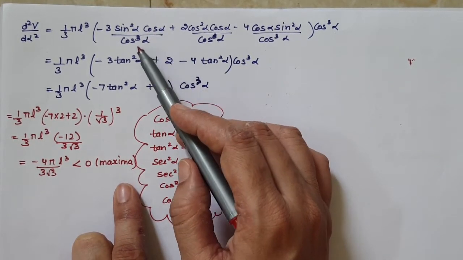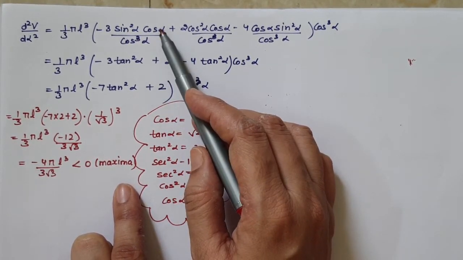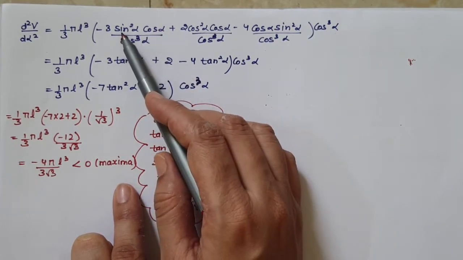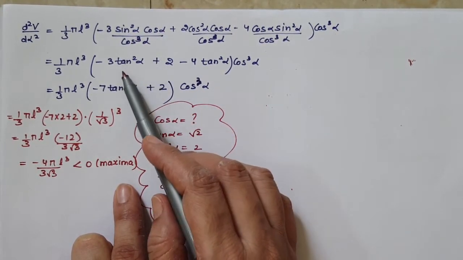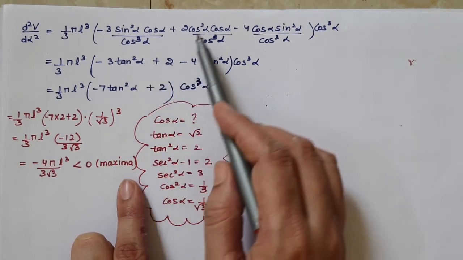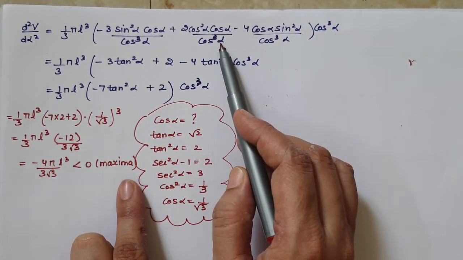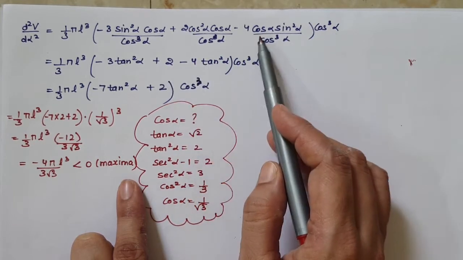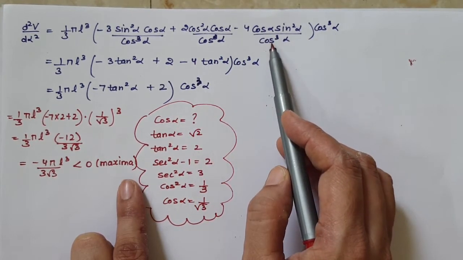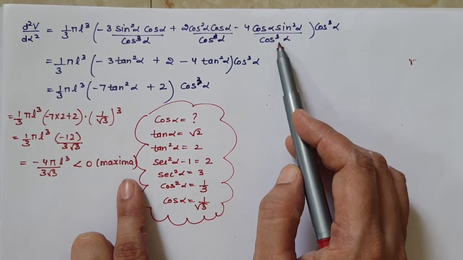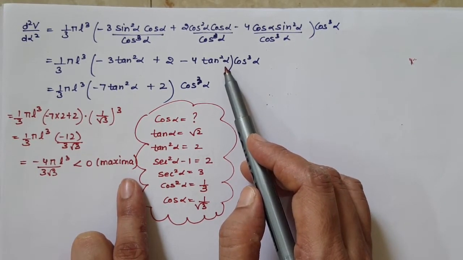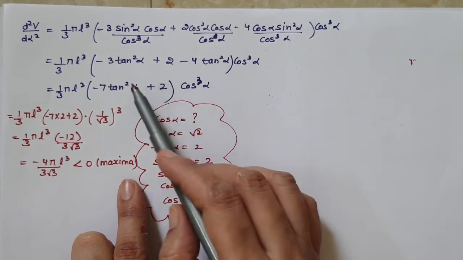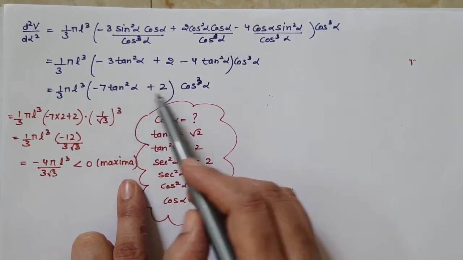How is it going to help me? Now you can see in the first term, one cos alpha will get cancelled, and you will be left with sine square alpha divided by cos square alpha, which will give you tan square alpha. Here this whole cube will get cancelled, so only 2 is left. Similarly here, one cos alpha will get cancelled, and you will have sine square alpha divided by cos square alpha, which in this case is tan square alpha. Right? Simplify it. This is what you are getting.